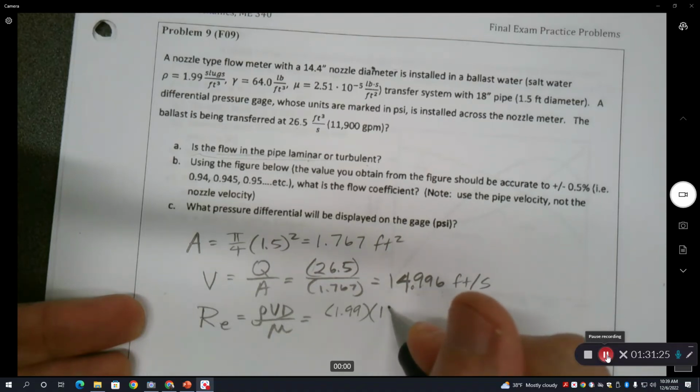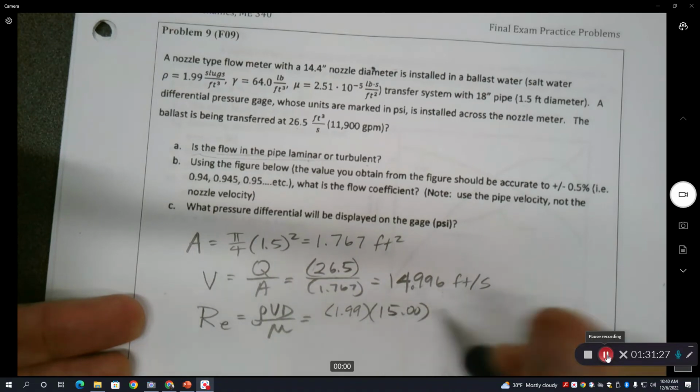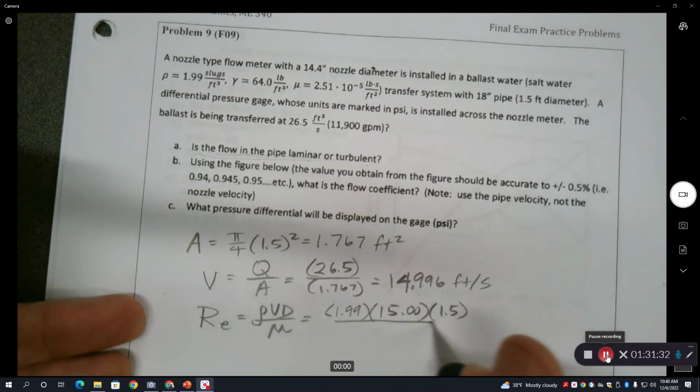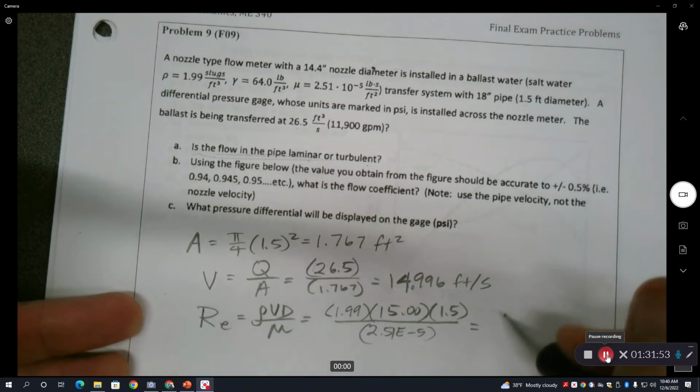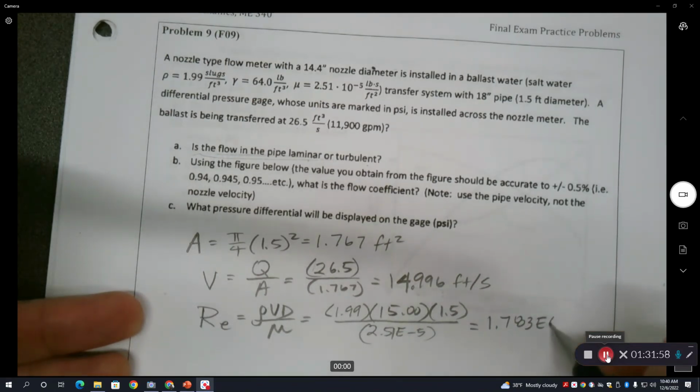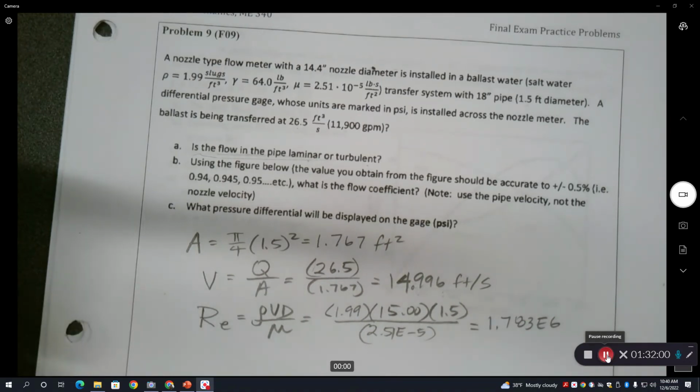Velocity, we just found that though. I'm gonna call it 15 because it didn't end that one. And then the diameter is 1.5, and the viscosity is 2.51 E minus 5. So 1.99 times that, 1.5 times it, and then 2.51 E minus 5. We get 1.783 E6. So 1.7 million.